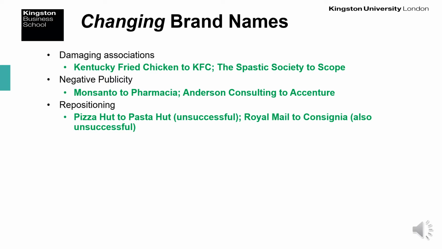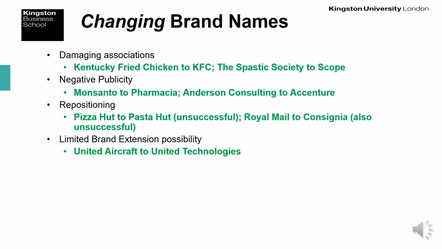Sometimes you want to change your name because you think that will help you to reposition your brand. Pizza Hut had an unsuccessful change of name to Pasta Hut when they tried to reposition themselves as more than just a pizza restaurant, but it didn't work with customers, and so they reverted to the Pizza Hut name. In the UK, the Royal Mail had a very short-term and also unsuccessful change of name to Consignia to broaden itself, to remove associations of being purely British, etc. But again, it was not successful with customers, and so they reverted back to the original name.